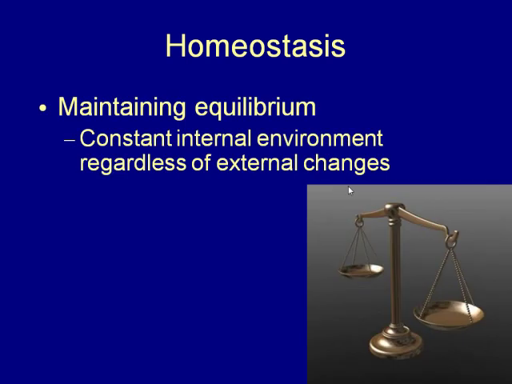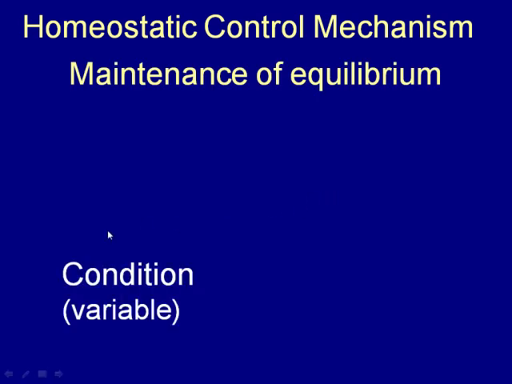All right, the concept of homeostasis. Homeostasis is maintaining an equilibrium. While our external environment changes constantly, our internal environment has to remain the same. If it doesn't, we're going to be in trouble. And that's the concept of homeostasis, this balancing act to maintain an internal equilibrium. In order to do this, we have things that are called homeostatic control mechanisms to help us maintain our equilibrium.